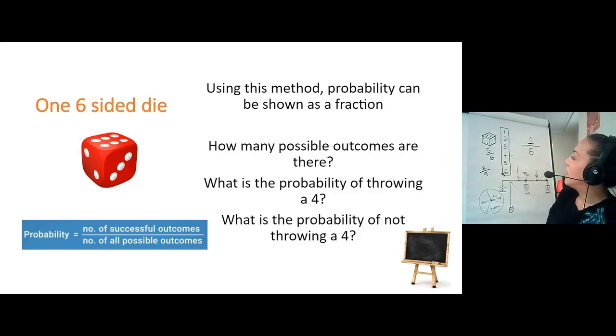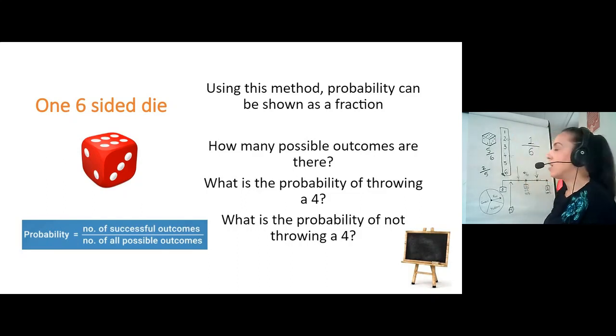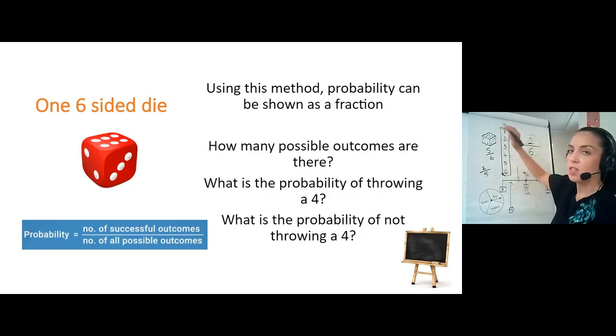So what's the probability of not rolling a 1? If the probability of rolling a 1 is 1 in 6, the probability of not rolling a 1 is 5 in 6. So anything that's not 1, 1, 2, 3, 4, 5, is what's left out of the 6 options.